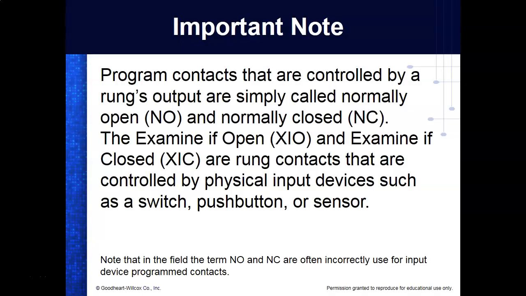Okay, got a couple more things, and once we get through with this, guys, we're going to cut out a little early. Program contacts that are controlled by the rung's outputs are simply called normally open and normally closed. The terms examine if open and examine if closed are rung contacts that are controlled by physical input devices such as a switch.